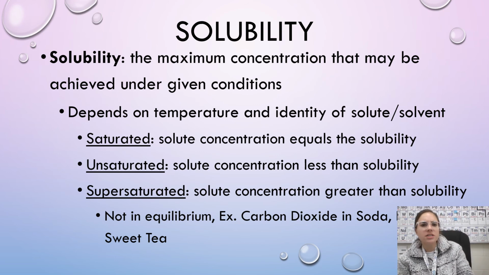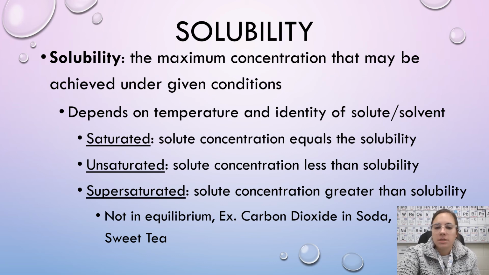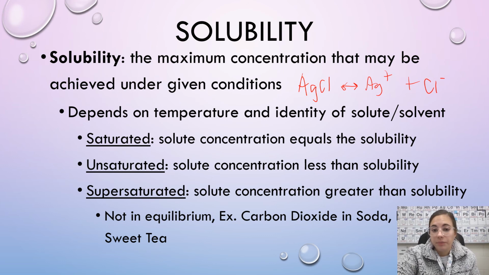So the term solubility is the maximum concentration that can be achieved under given conditions. We can think about it like this. Let's say we have a solid, let's do silver chloride. That just dissolves into silver ions and chloride ions, okay? We're going to learn in just a minute that it is in equilibrium. So the solubility is the maximum amount of ions that can be produced.